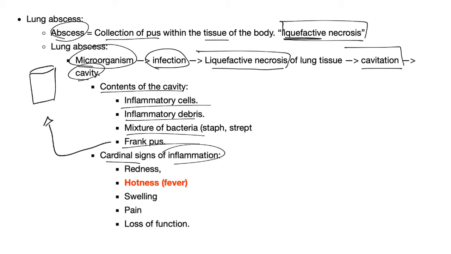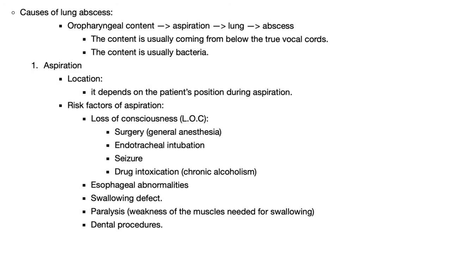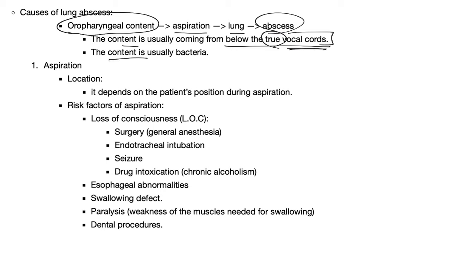Any abscess is an inflammation, so it has the cardinal signs of acute inflammation: redness, hotness, swelling, pain, loss of function. Since this happens in the lung, you will not see the red lung because you cannot see the lung by naked eye, but you can see fever. What causes lung abscess? Most common causes: oropharyngeal content aspiration going to the lung, forming an abscess. The content is usually coming from below the true vocal cords, and we have talked about this before. Everything is true. Nobody cares about the pseudo or the false vestibular folds. The content is usually bacterial.